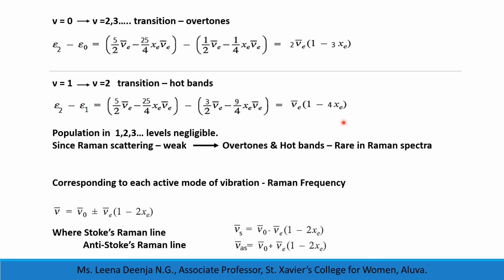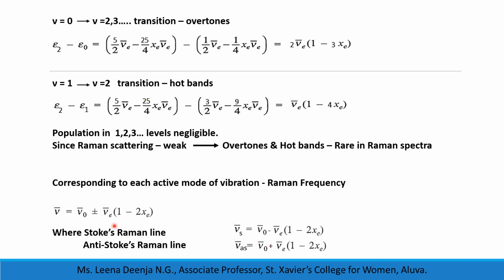Population in the 1, 2, 3, etc. levels is negligible. Since Raman scattering is weak, overtones and hot bands are rare in Raman spectra. So we want to consider only the fundamental transition. Corresponding to an active mode of vibration, the Raman frequency is given by nu bar equal to nu 0 bar plus or minus nu bar E into (1 minus 2Xe). In this expression, the plus corresponds to the anti-Stokes Raman line and the minus corresponds to the Stokes Raman line.